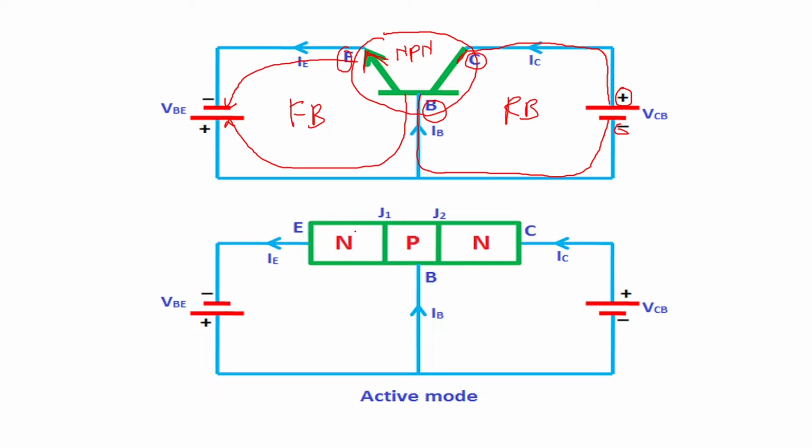So here you can see the layers of the NPN transistor. This is N layer, this is P layer, this is N layer. So this is NPN. Here you can have your emitter terminal, here you can have your base terminal, here you can have your collector terminal. This is junction J1 and this is junction J2.